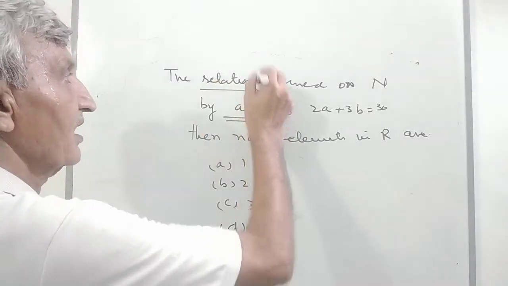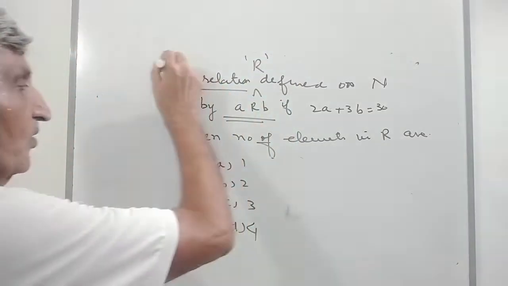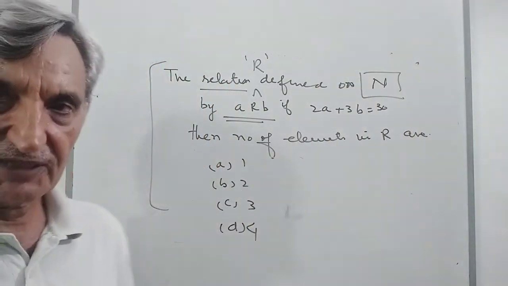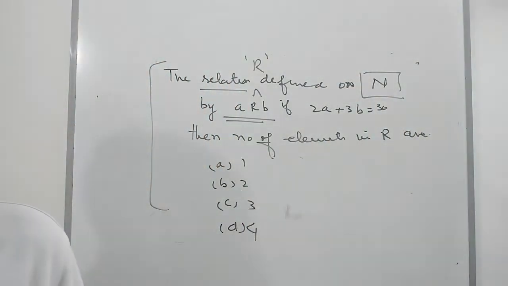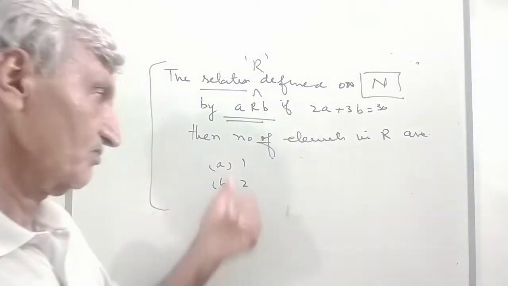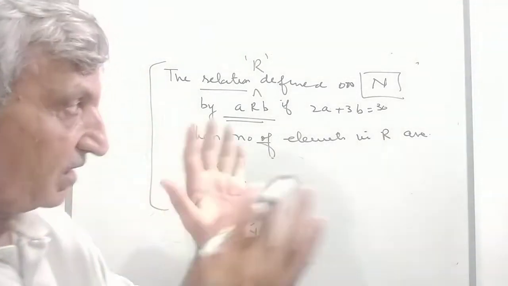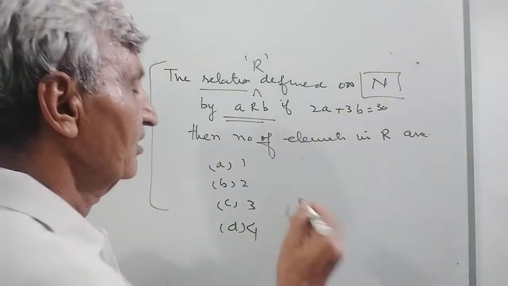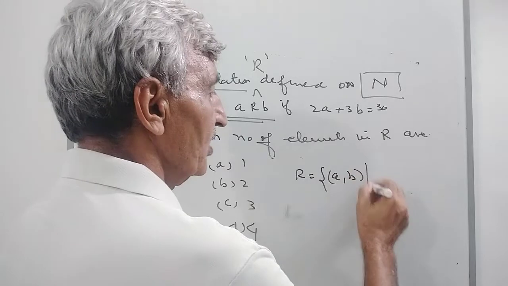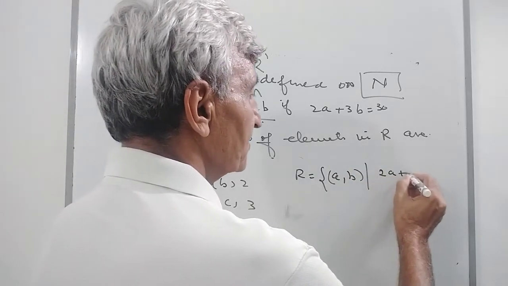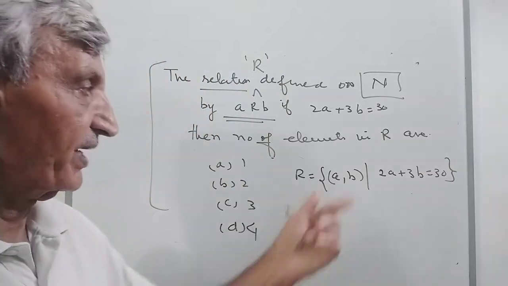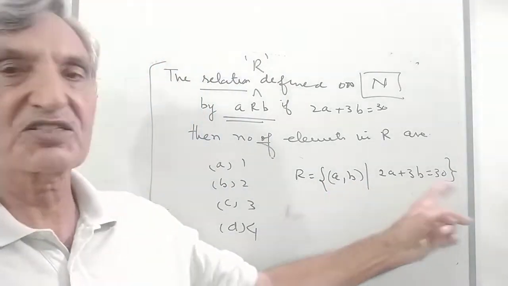R is a relation defined on natural numbers, so it is N cross N. A भी N है और B भी N है. तो how many elements are there? R निकालेंगे. R जो होगा वो A और B के फॉर्म में होगा such that 2A plus 3B is equal to 30. हमने A और B के ऐसे पेयर ढूंढने हैं जो इसको सेटिस्फाई करें.